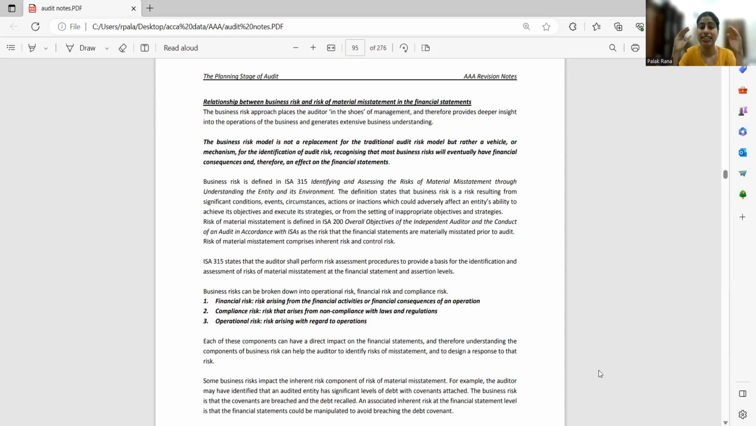Now, guys, this business risk can affect my financial statements, and due to that, business risk is related to my risk of material misstatement. Business risk and material misstatement are related. How?